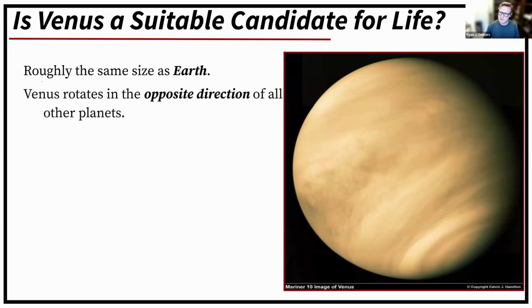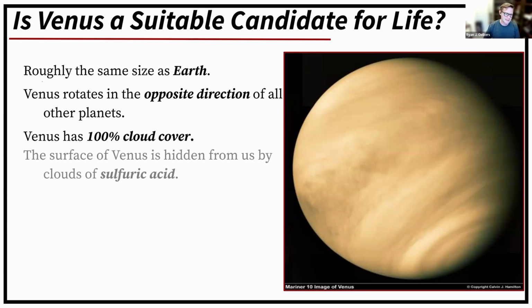It rotates in the opposite direction of all other planets, kind of a little weird for the solar system, but it's still kind of a neat fact. It has 100% cloud cover, which would be good for me. You know, I live in Texas, but I sunburn through car windows and closed doors and stuff. So it would be good for me to be living in a Venus type atmosphere.